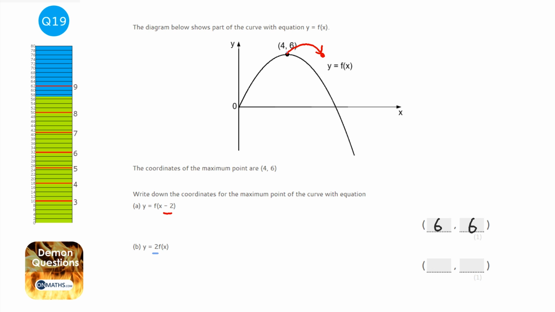It will basically stretch it out so that the y coordinate will double. The intercept will actually stay at the same points. So we've got the x coordinate's the same, because that hasn't been transformed, but the new y coordinate is going to be 12 instead of 6.